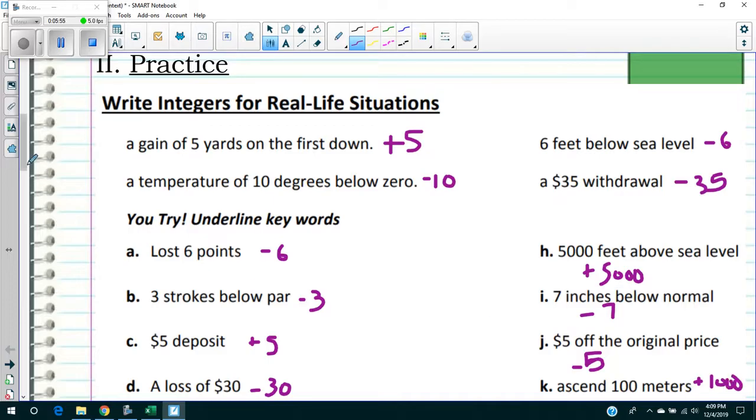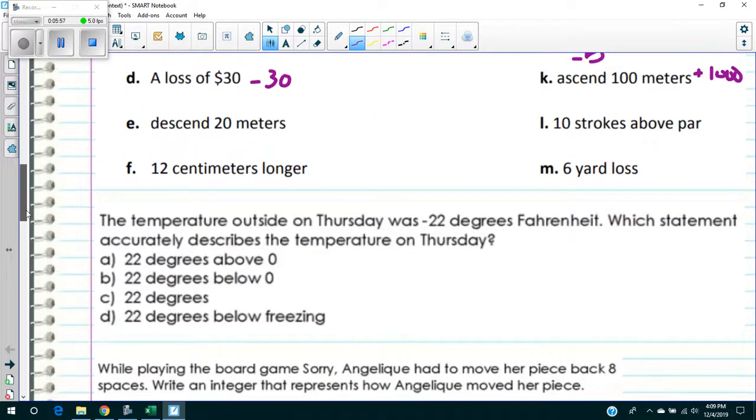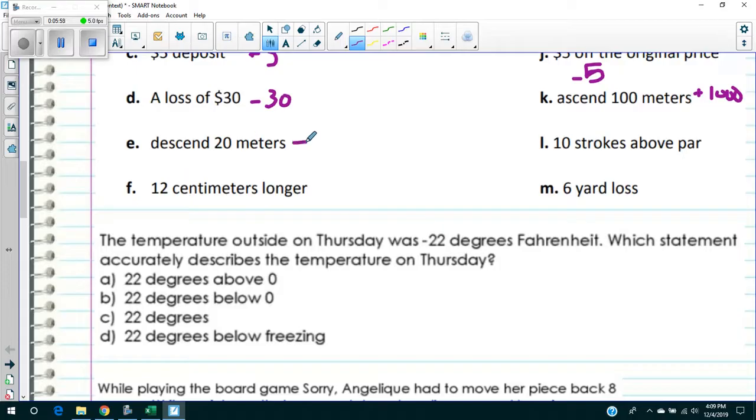Let's see what we got. Oh, got a few more actually. Descend 20 meters. 12 centimeters longer. 10 strokes above par. That's not good. Not a good golf player there. 6-yard loss. Not a good football player there. Okay, let's keep going.